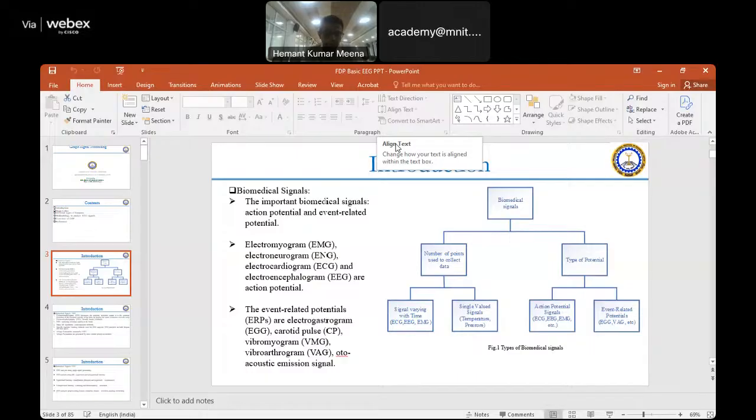Again, the different types of signals are there: EMG, electroneurogram, electrocardiogram, electroencephalogram, which is the location basically. Cardio, which is basically from the heart, neuro at the neuron level, myogram at basically the joint level, encephalogram at basically the head level. Event related potentials are there. So this is the basic bifurcation.